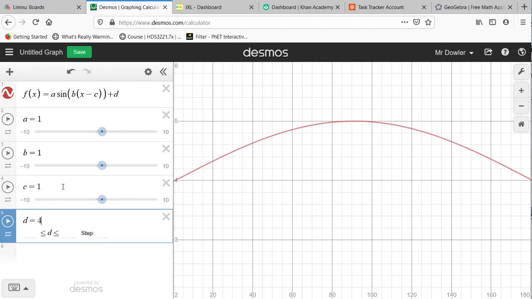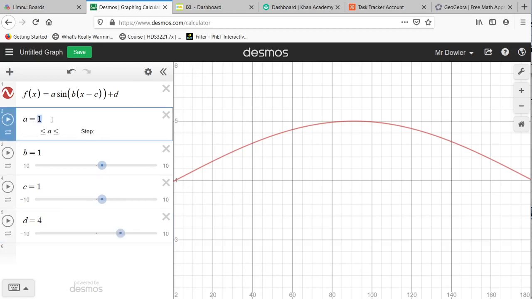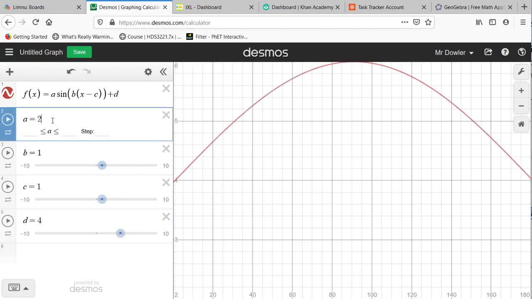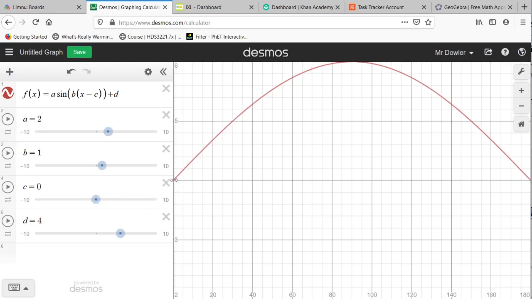Now, the maximum we have is 6. That's our midline of 4 plus our amplitude. So the amplitude has to be 2. So we're getting there. We already have a y-intercept of 4. We're close to it, so we can leave our phase shift at 0. That'll give us a y-intercept of 4.